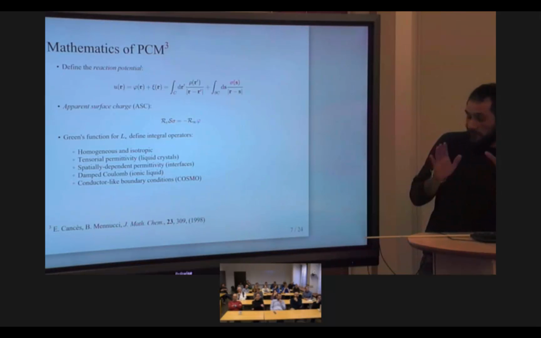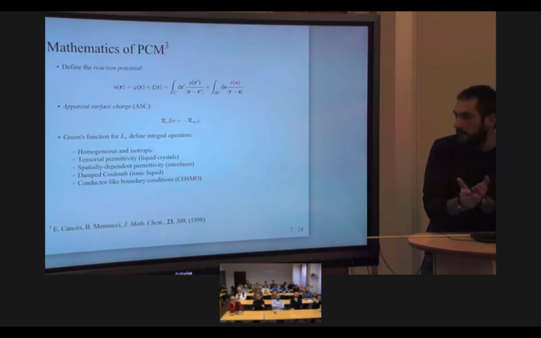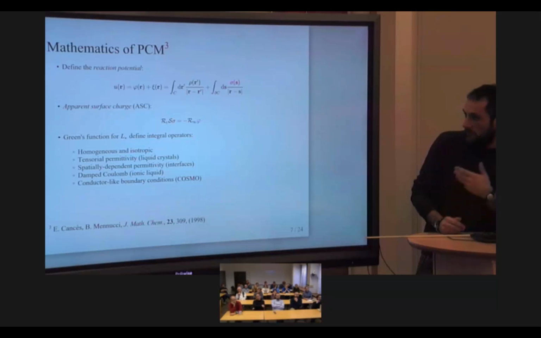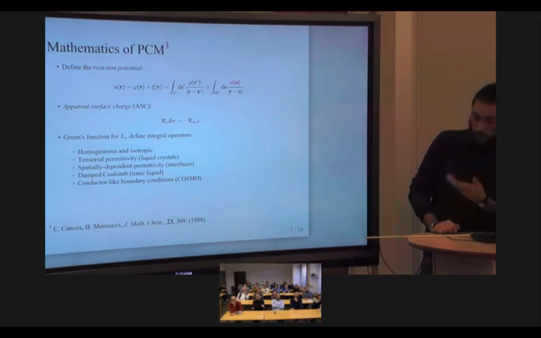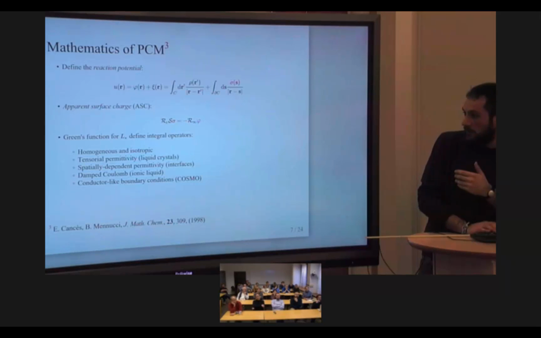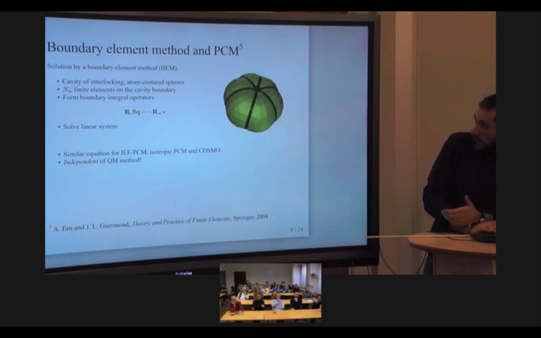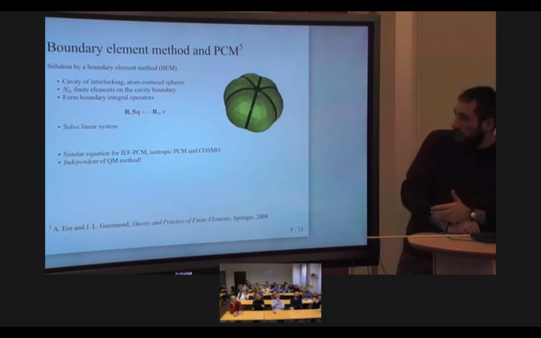So this same equation can be used whenever you have a homogeneous and isotropic environment, which is most of the cases of application of the PCM, or if you have a tensorial permittivity, or a spatially dependent permittivity, or damped Coulomb, so ionic liquid represented via the linearized Poisson-Boltzmann equation, or the conductor-like screening model, COSMO, when you apply conductor-like boundary conditions. Okay, so how do we solve this problem?